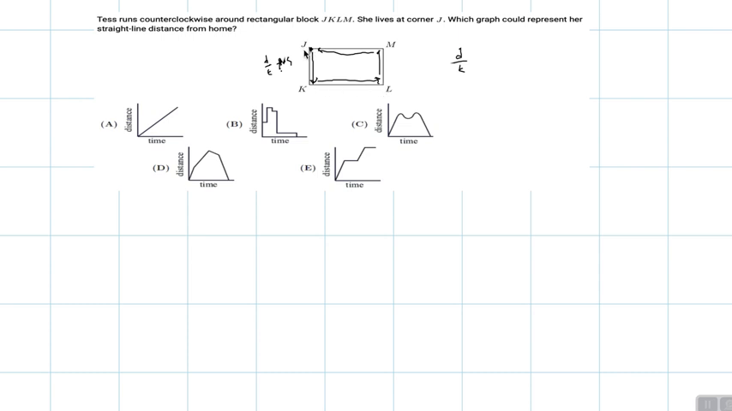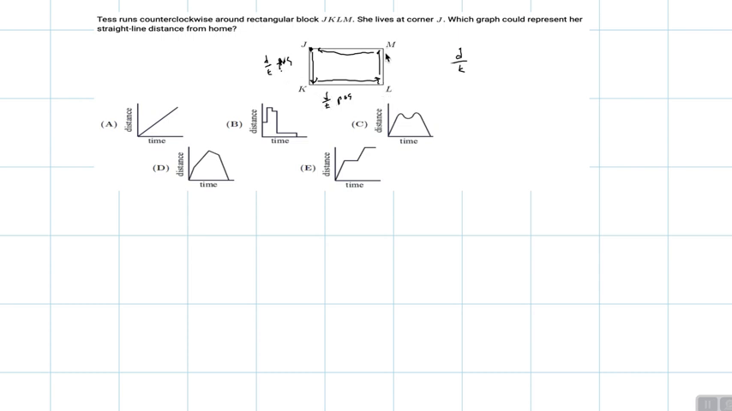She's still getting further away from J. So distance over time is still positive, but it's not as large as this distance over time. In other words, distance is increasing at a slower rate relative to time. So I'll say this rate is less than that.